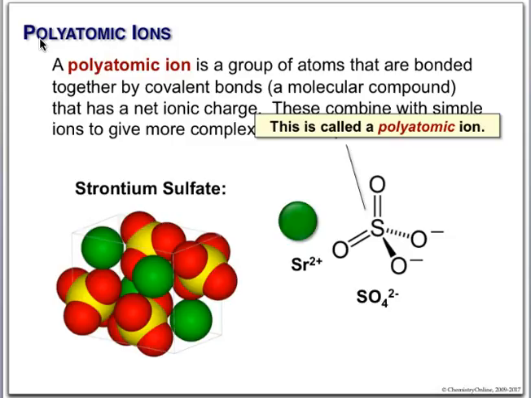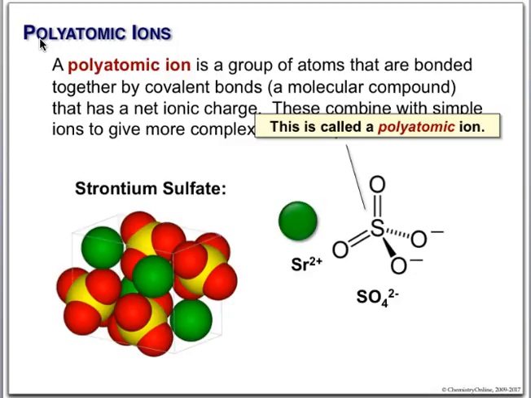Now, these are very, very common. That's why we have to do this exercise, so that we know what sulfate is, what carbonate is, what nitrate is, etc., etc. Those are all polyatomic ions. Once again, all of these bonds to the sulfur and oxygens are covalent. The complex has 2 extra electrons, so it's a dianion.